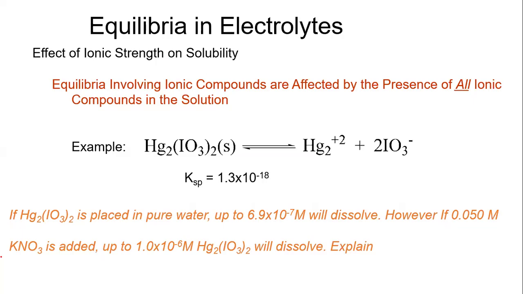Now, there's this last question that we have to look at before we go to the application of ionic strength. The last concept here, the last question on the ionic strength, is the effect of ionic strength on solubility. Now, equilibria involving ionic compounds are affected by the presence of all ionic compounds in the solution. So they have given us that this is mercury 2 iodate. We call it the mercuric iodate. Now it dissolves to give you mercury and then iodate ions. Now we say when you place this in pure water, the solubility is just this. You get 6.9 times 10 raised to the power -7 dissolving.